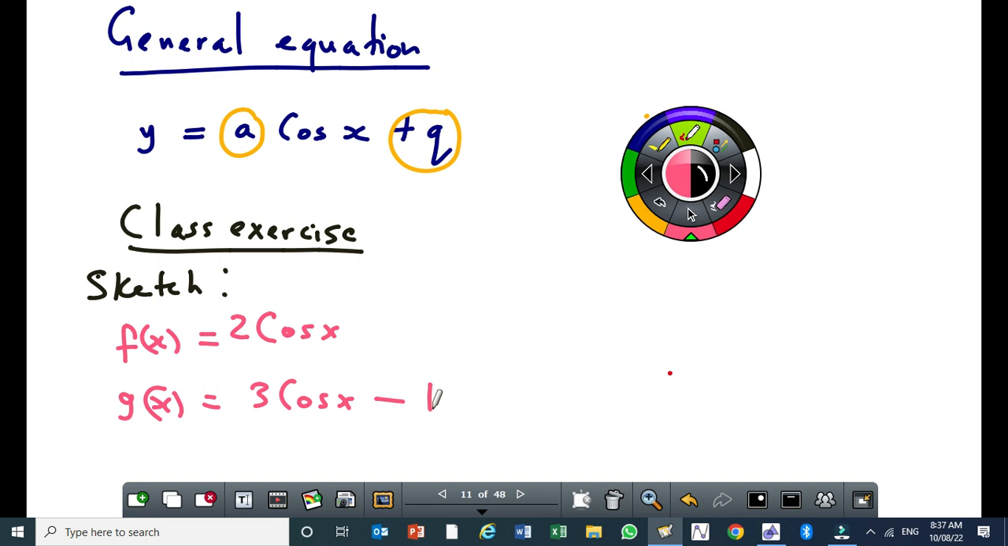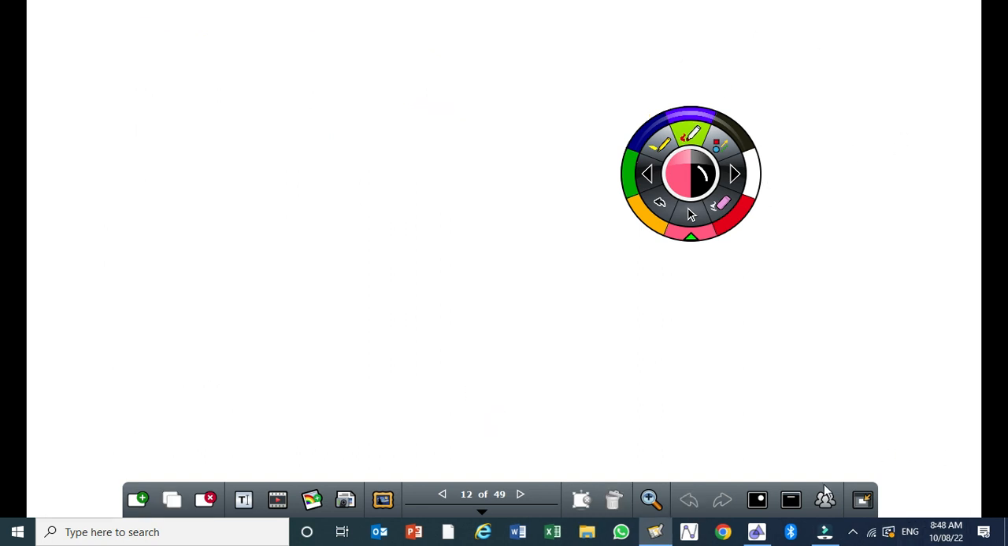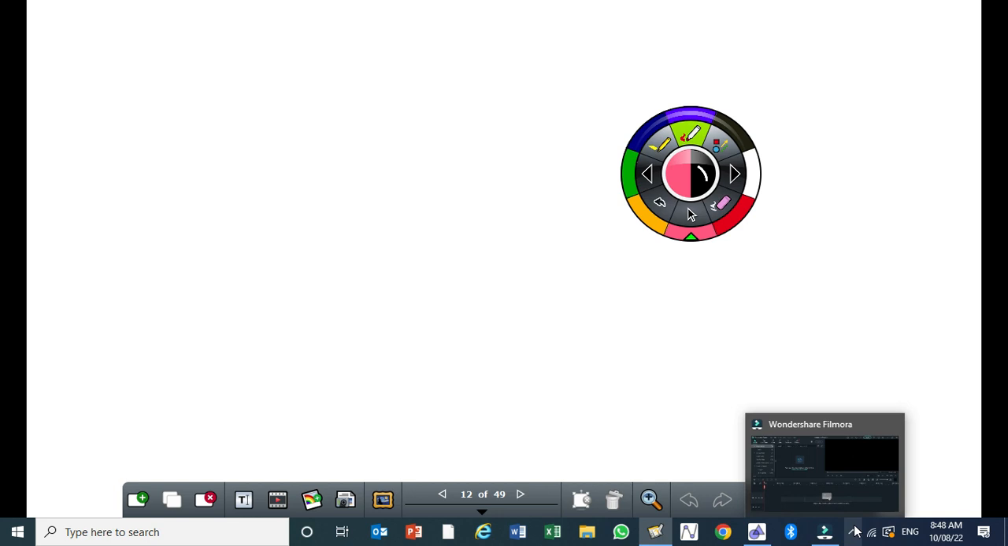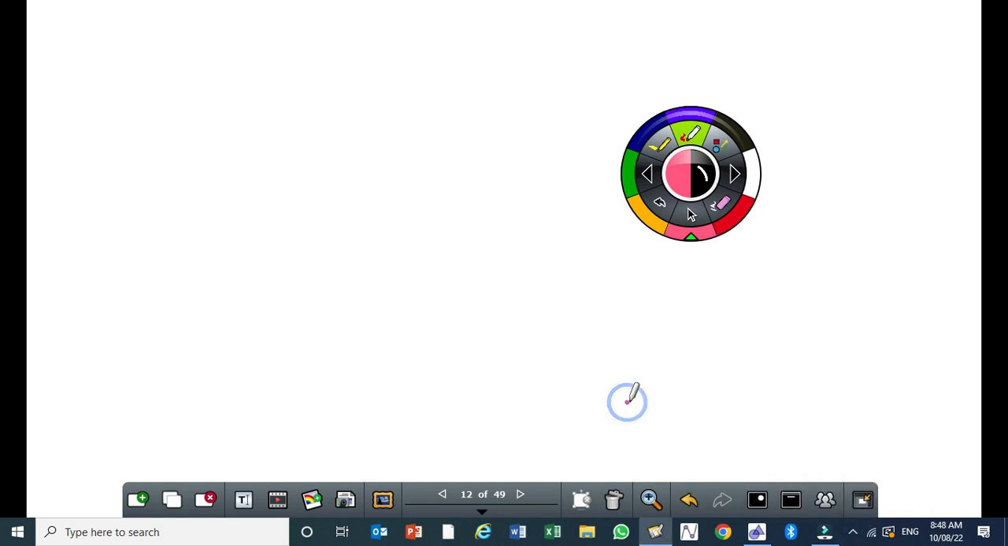When you are sketching, that is doing your table on your, step is to 90 degrees. It has an, all right. So first thing, I'm going to draw my axis.